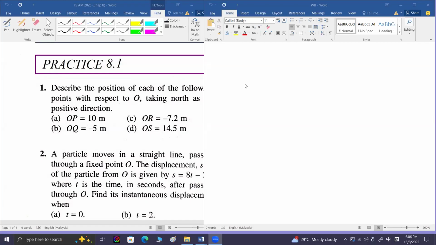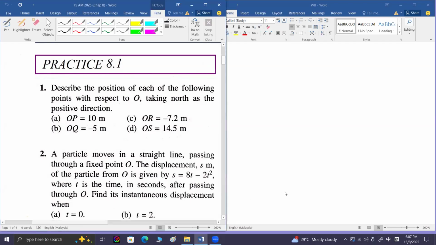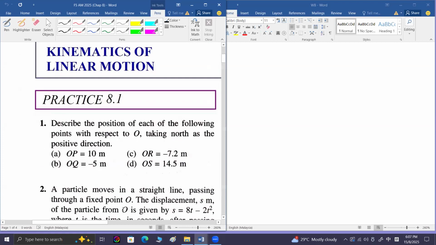Okay, so we start chapter 8 today. Regarding the homework that I asked you to try last week, two questions, I forgot to send to your WhatsApp. We'll send later, yeah? Okay, now we get ready, 8.1. Okay, so this is the kinematics of linear motion.